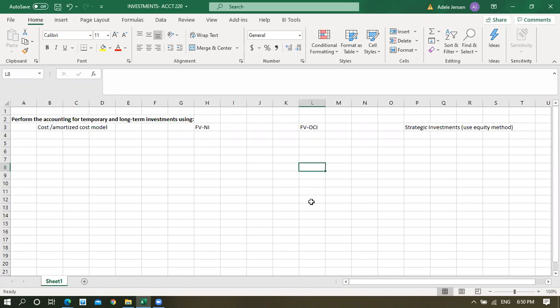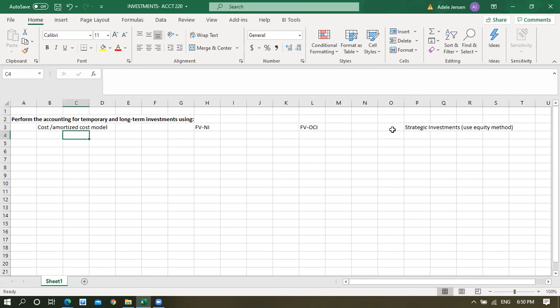Now, accounting for investments can be quite tricky, especially since there's multiple different models that we use. Today we're going to look at the cost and the amortized cost model. There's also the fair value through net income model and the fair value through other comprehensive income model.